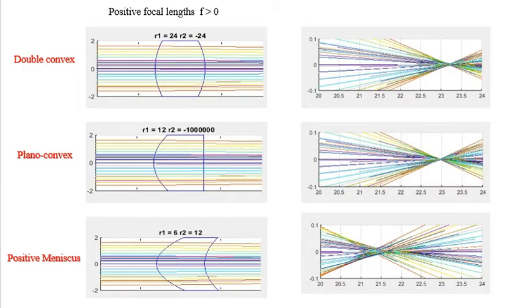I only simulate the positive lenses, whose focal length is positive, and the focal points for each case are different. All the images are real images, which are in front of the lens. As you can see, each lens gives us a different focal point.